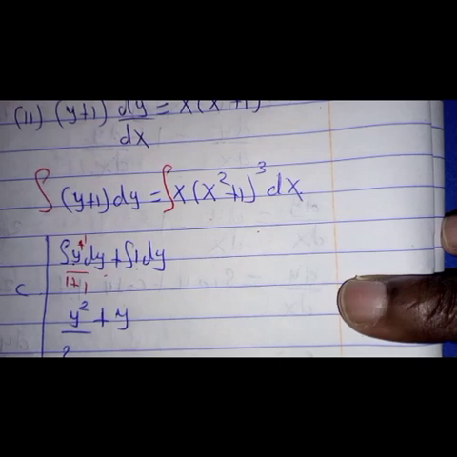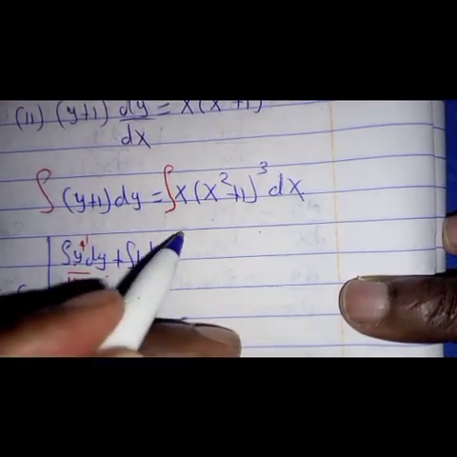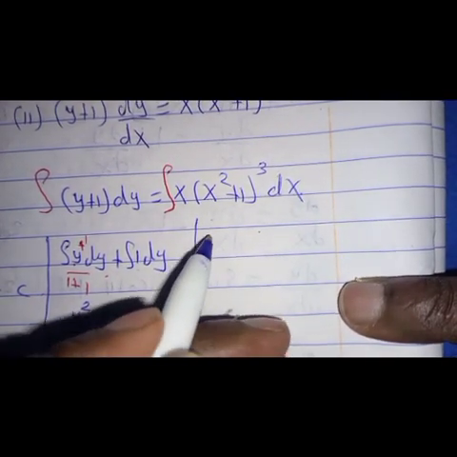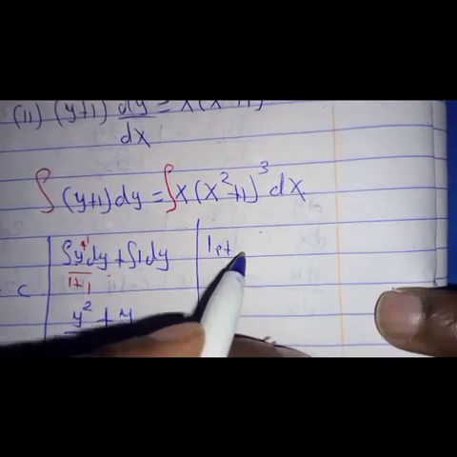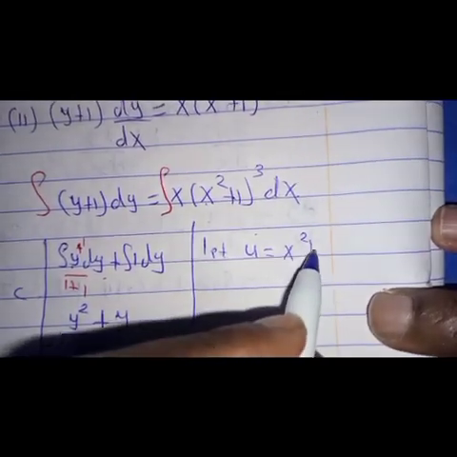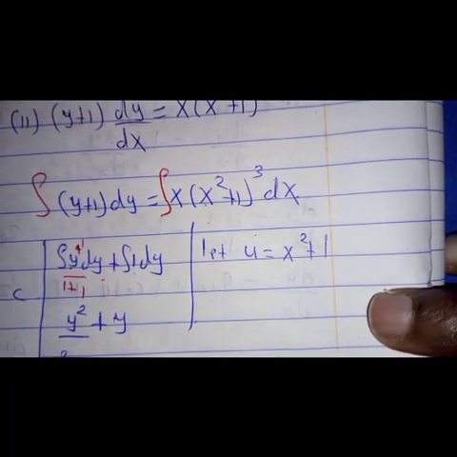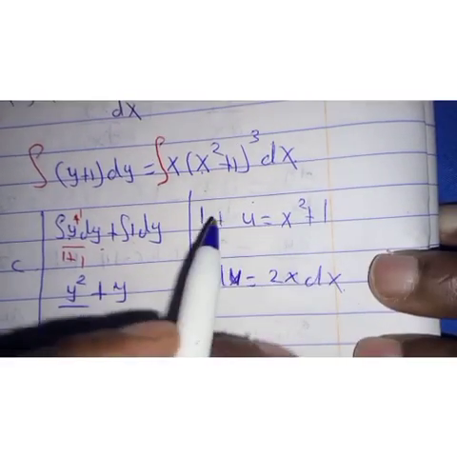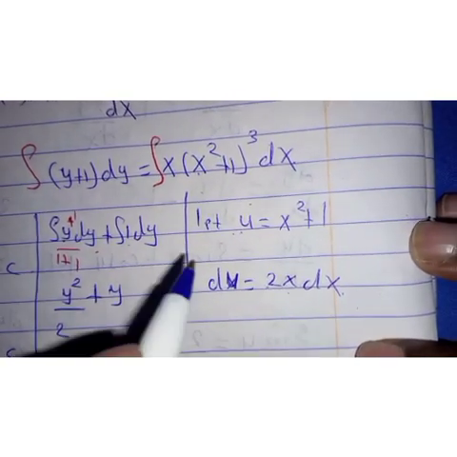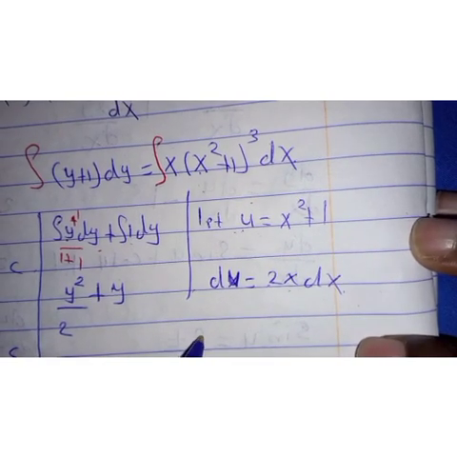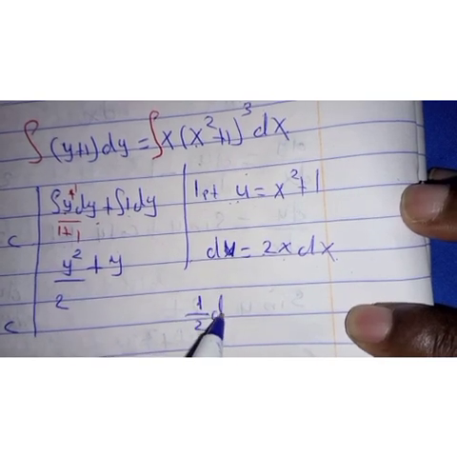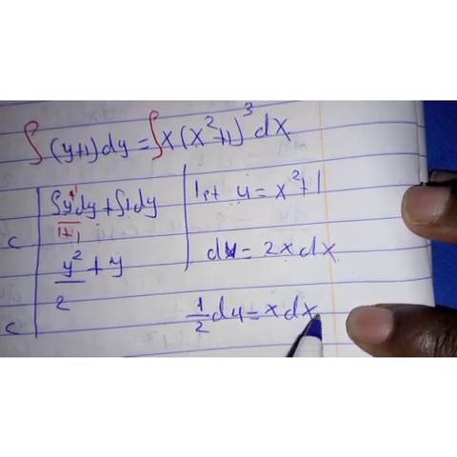Then we come here to the right hand side. This part here, we are going to integrate by what is called u substitution. So we are going to let our u be equal to this part here, x squared plus 1. Then from there, we differentiate both sides. So we have du is equal to 2x dx. Then you can divide by 2 both sides to get 1 over 2 du is equal to x dx.